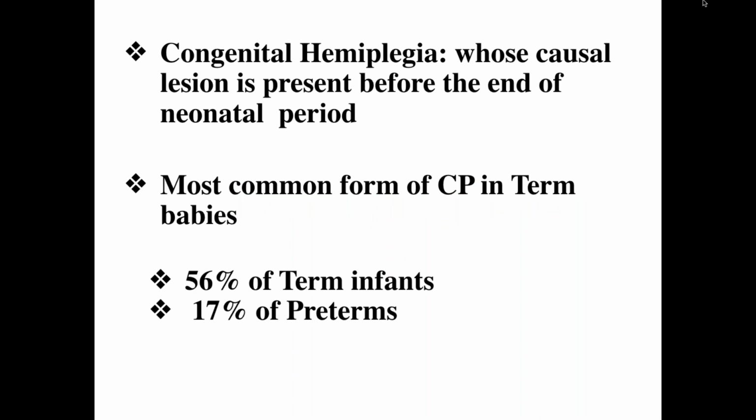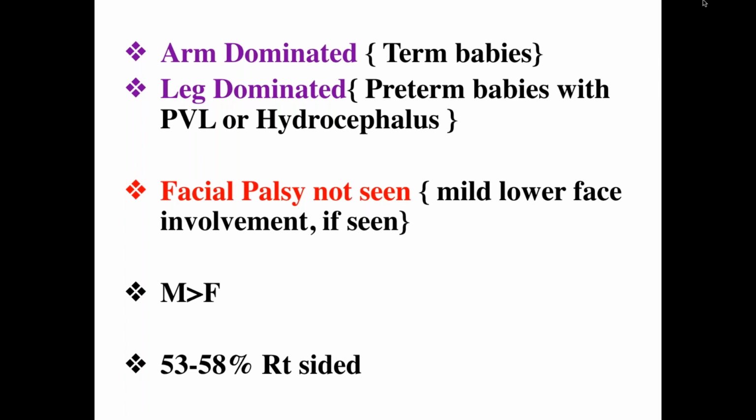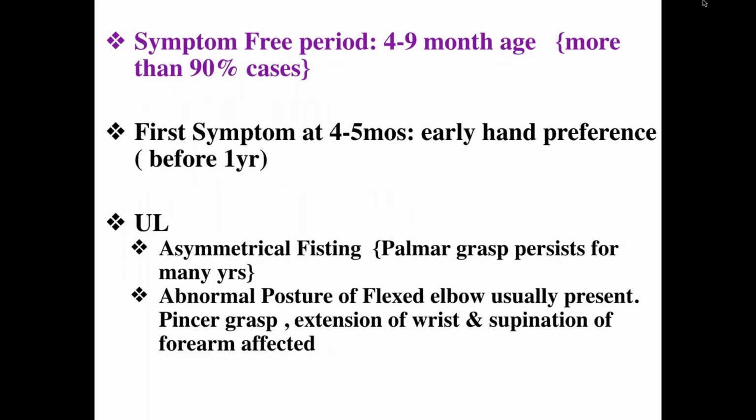Now we are here talking about congenital hemiplegia, wherein the lesion would have occurred before the end of the neonatal period. And it is a result of a prenatal or perinatal ischemic stroke. Now, in congenital hemiplegia, the important thing to remember is that facial palsy is usually not seen, and more commonly, the right side is involved as compared to the left side. Now, these children would also have a symptom-free period like other spastic CP children, and this may be as long as 9 months of age.